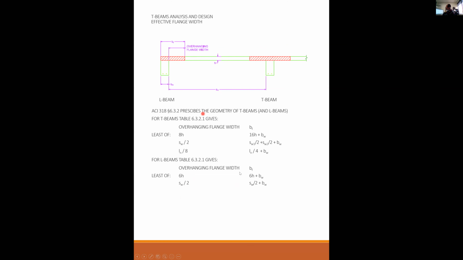So the effective width would be s sub w over 2 plus the width of the beam, or l sub n over 12. See, they're more restrictive when you just have one overhanging flange on one side. So your effective width will be l sub n over 12 plus the width of the web. And again, whichever of these is the least is the one that controls.